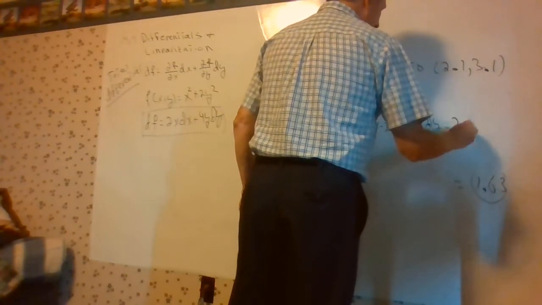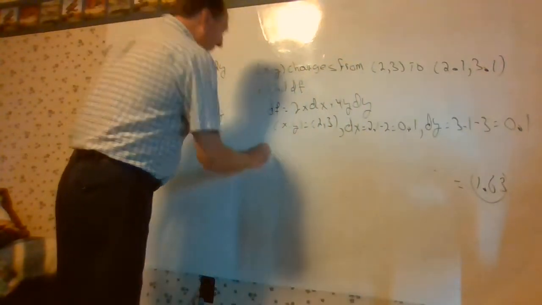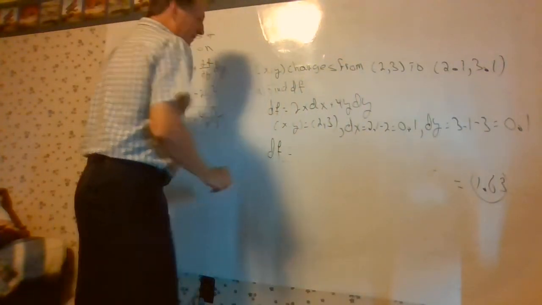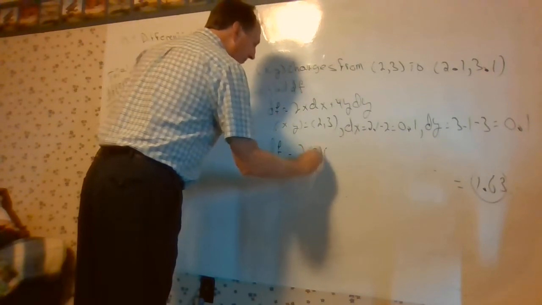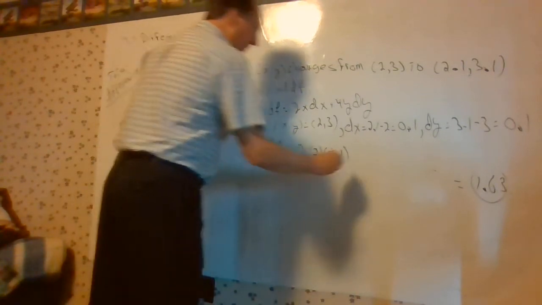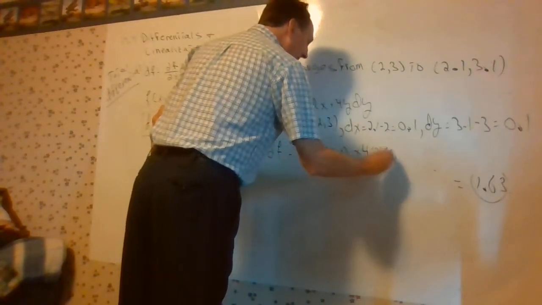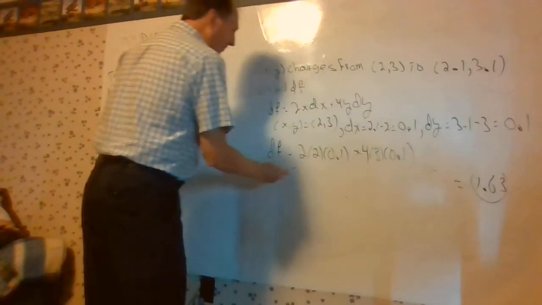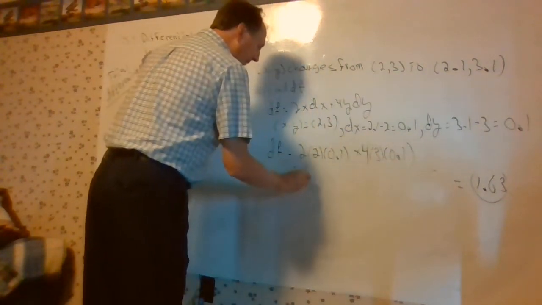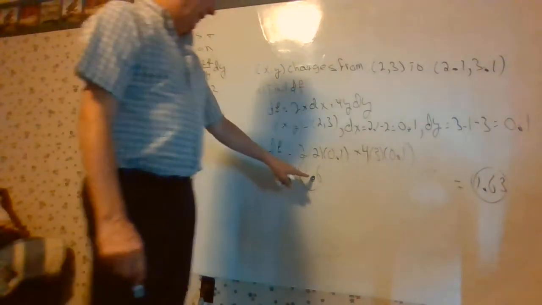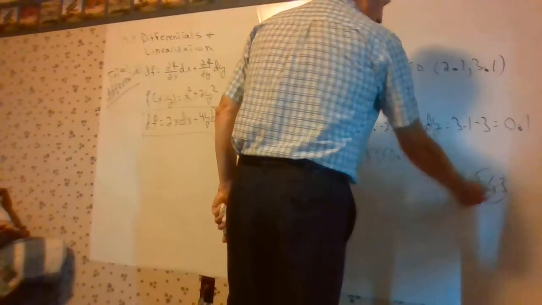dy is 3.1 minus 3, which is 0.1. And then we can substitute, we get df, which is equal to 2 times 0.1, plus 4 times 3 times 0.1. 0.4, 1.2, we get 1.6. Okay, how does that compare to that? Well, it's very close. This gives you an approximation. This gives you an exact value.